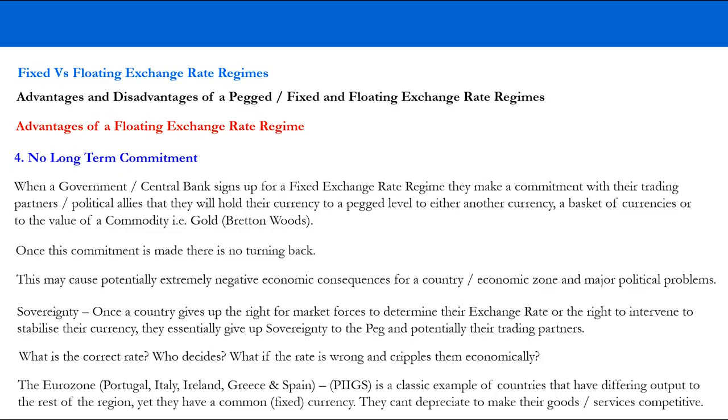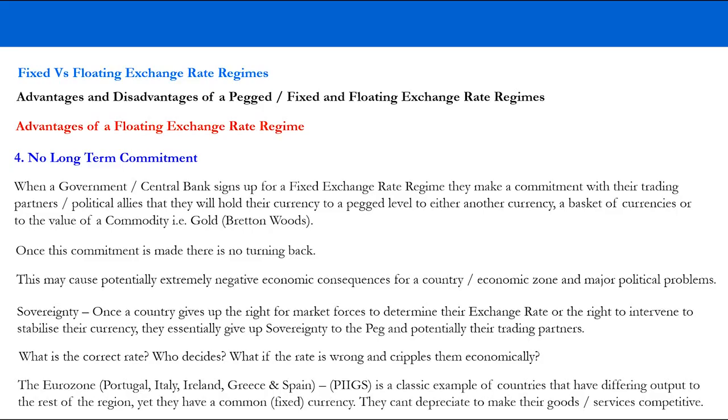Once that commitment is actually made, there's no turning back. And this could potentially cause negative economic consequences for a country or economic zone, and could cause major political problems. Because what you've essentially done when you sign up for a fixed exchange rate system is that you've given up your domestic sovereignty. You've given up the ability to control the value of your own currency.